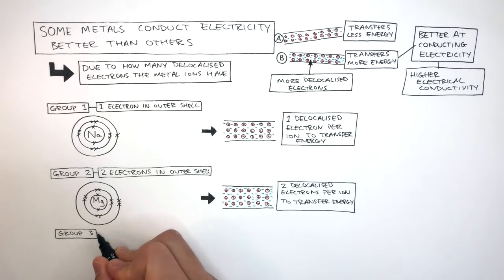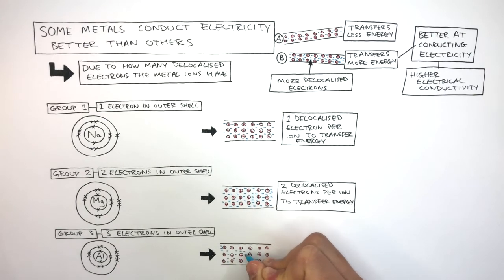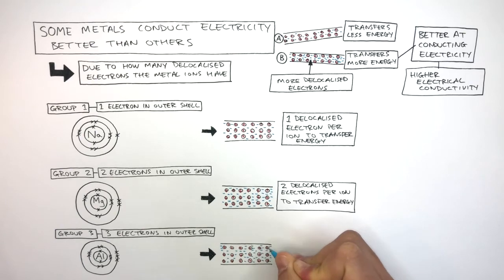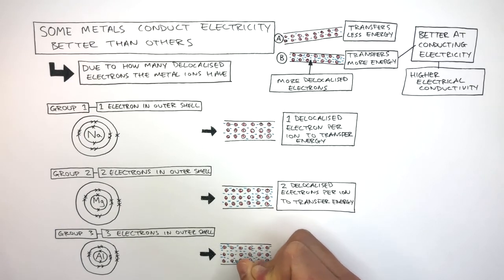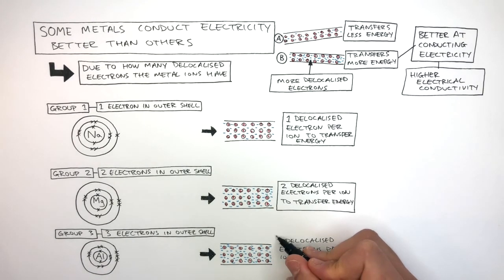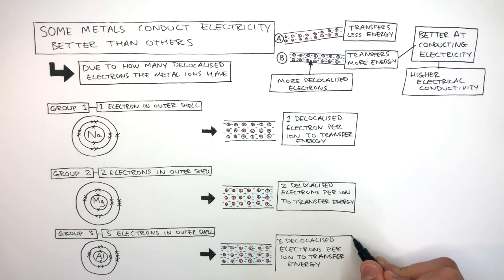Group 3 elements have 3 electrons in their outer shell. In this metal wire made of aluminium, each metal ion has 3 delocalized electrons. This means there are 3 delocalized electrons per ion to transfer energy. So out of all these 3 different types of metal wires, aluminium has the highest electrical conductivity as it has the most delocalized electrons. Therefore, it is able to transfer the most energy.